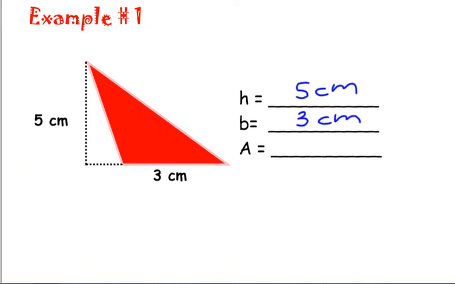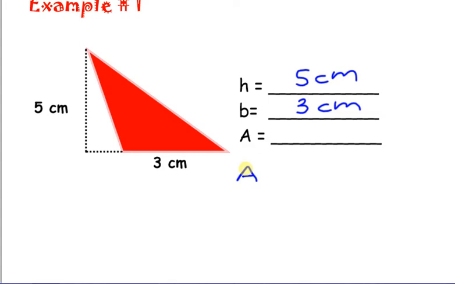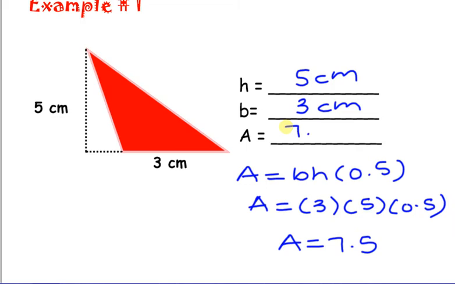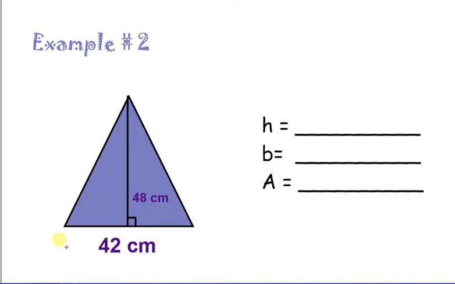I'm going to go ahead and write my formula. So I'm going to have area equals base times height times 0.5. So area equals 3 times 5 times 0.5. And you just go ahead and put that in your calculator, and you should get area equals 7.5. And so your answer should be 7.5 centimeters squared. It's a very clean formula. And again, it's much easier when you have that 0.5 instead of the 2. But it will give you the same answer.